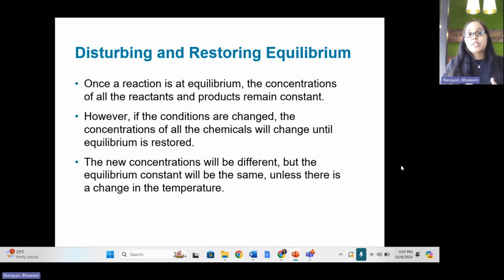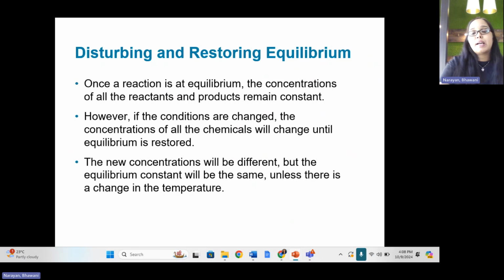Now, once a reaction is at equilibrium, we know that the concentrations of all the reactants and all the products are going to remain constant throughout. But what if you disturb the conditions? If you change the conditions at equilibrium, what is going to happen? The reaction will always try to restore its equilibrium. So if you change the concentrations, the temperature or the pressure, it's going to work itself to restore its own balance. Okay?